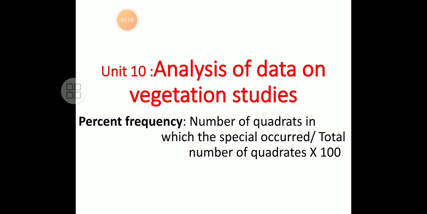That is, we have to divide into small squares for our study. So the total 1 by 1 meter area, we have to divide into 4 larger quadrats, isn't it? And then we can study the vegetation.